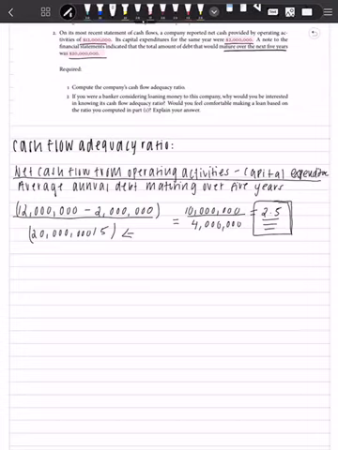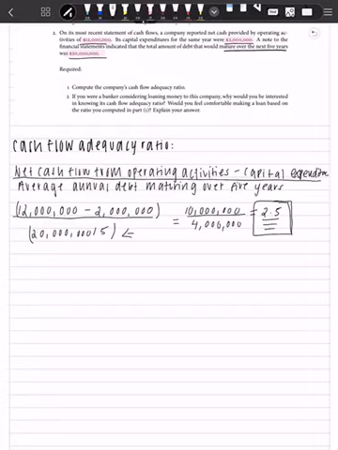The second part will allow us to understand this ratio and go into it a little deeper. If you were a banker considering loaning money to this company, why would you be interested in knowing its cash flow adequacy ratio? Would you feel comfortable making a loan based on the ratio you computed in part 1? Explain your answer. The first thing we want to do is understand what this ratio means and what this number of 2.5 indicates.